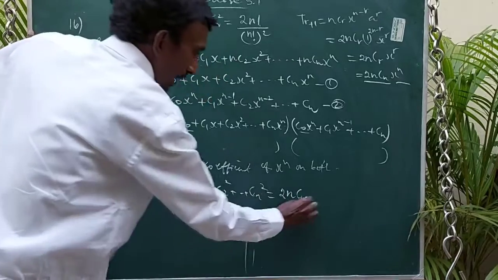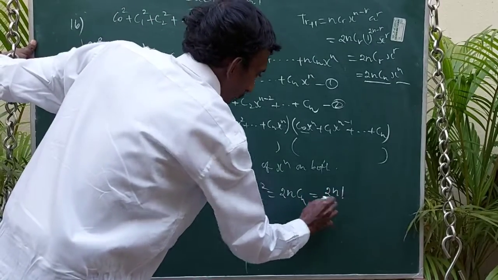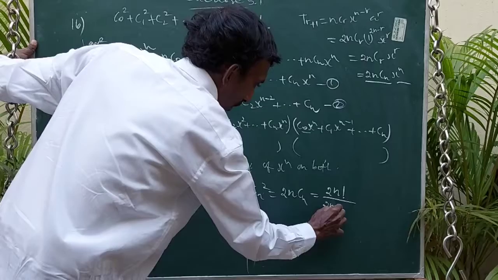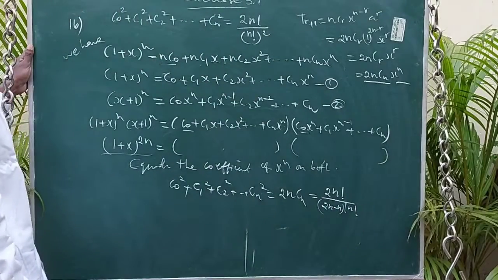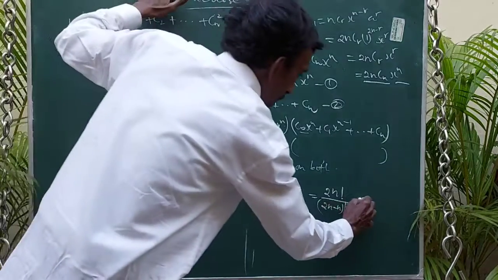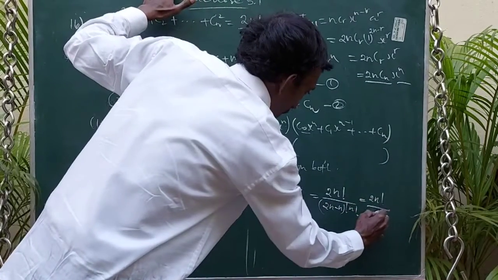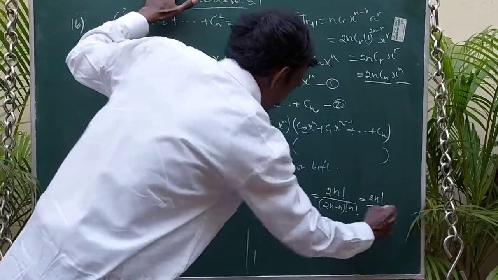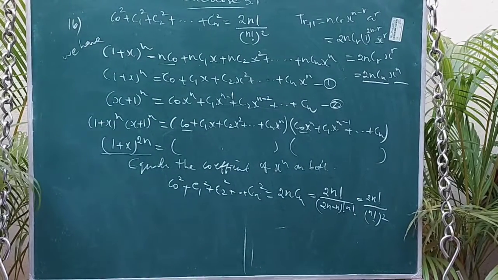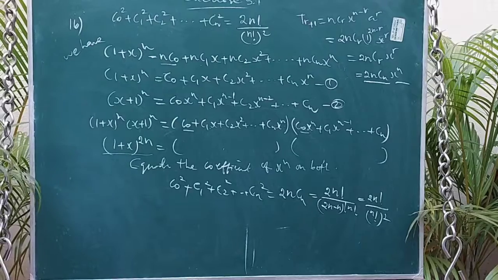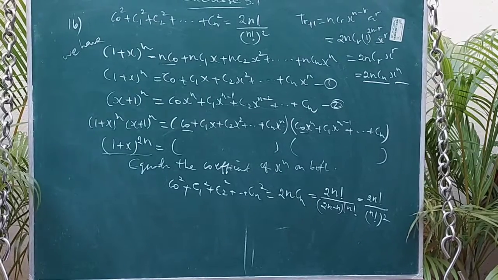2nCn. 2nCn is nothing but 2n factorial by 2n minus n factorial into n factorial. So 2n minus n is n. So 2n factorial by n factorial into n factorial, that is n factorial the whole square. So this is the proof of question number 16 in the exercise 5.1, very simple one.